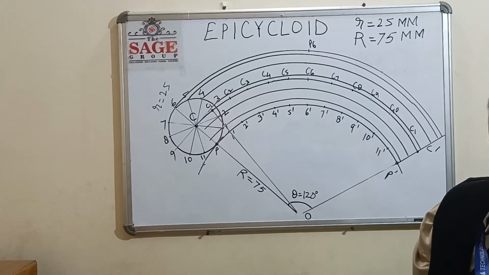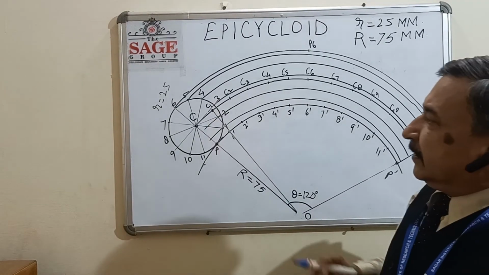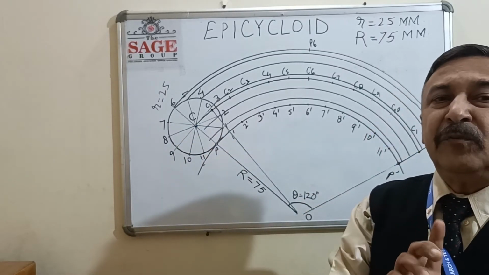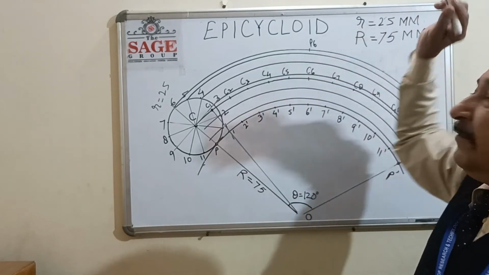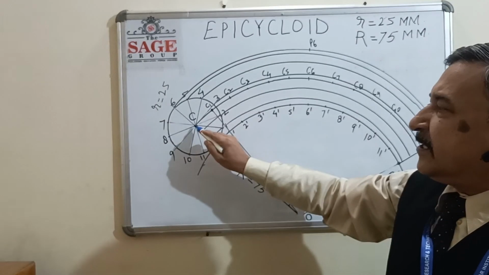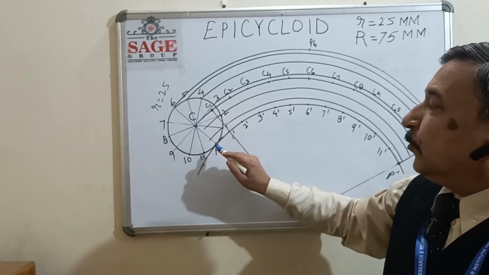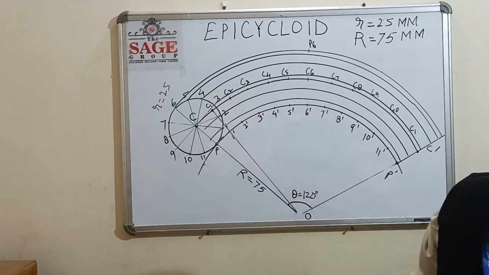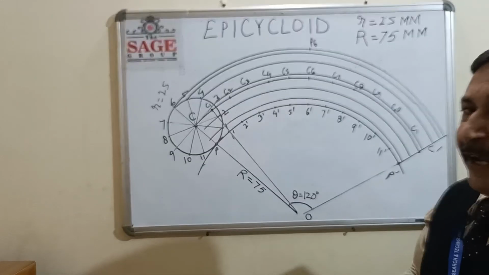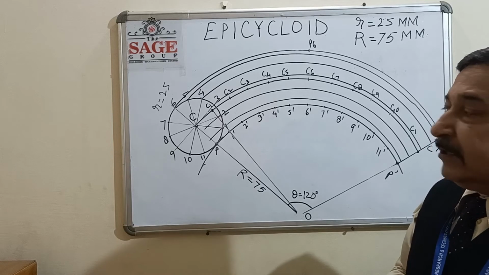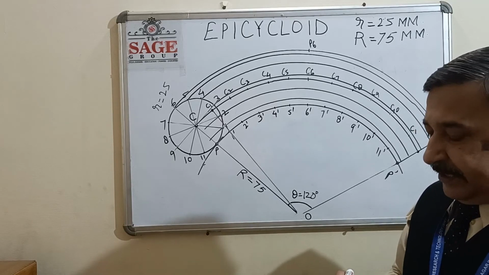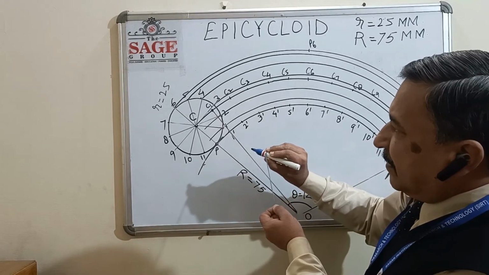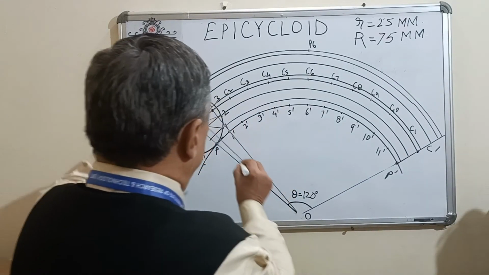Now as you know in cycloid, the distance from C to P is always small r, that is 25 mm. The distance from C to P will be maintained throughout the curve. So I am going to draw these last points. Now see carefully. First, from here I show you.